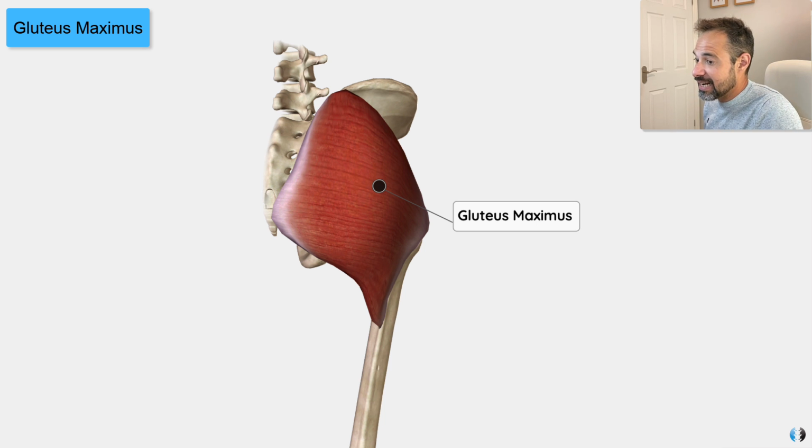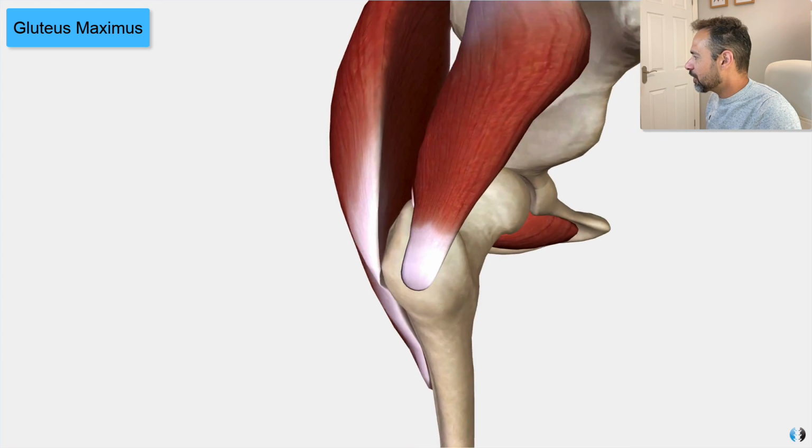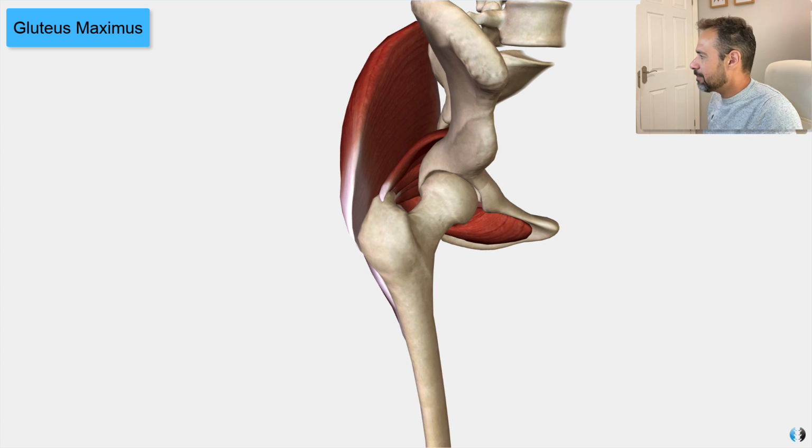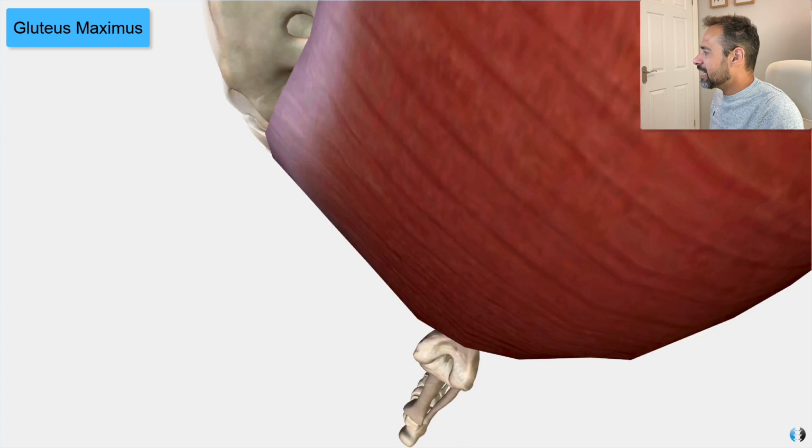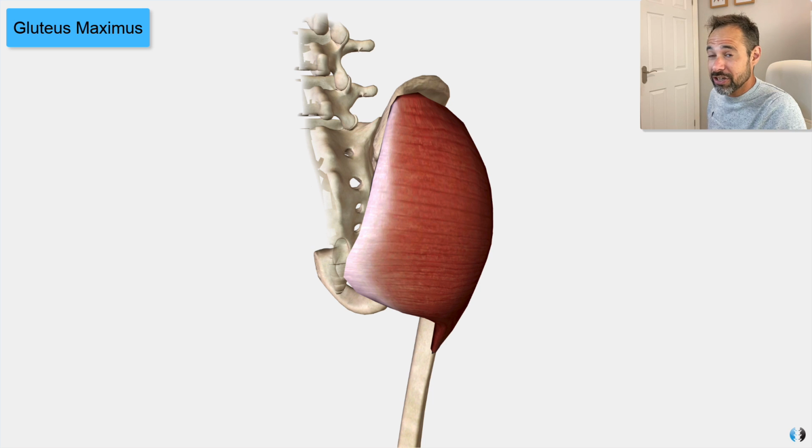Now, as you can see, it actually covers most of the gluteal region, and if we bring in some of the other muscles around the hip, we can see that these are even more covered by the Gluteus Maximus. It's a huge muscle. Now, if we look at the origins and insertions of this muscle, they are quite vast.